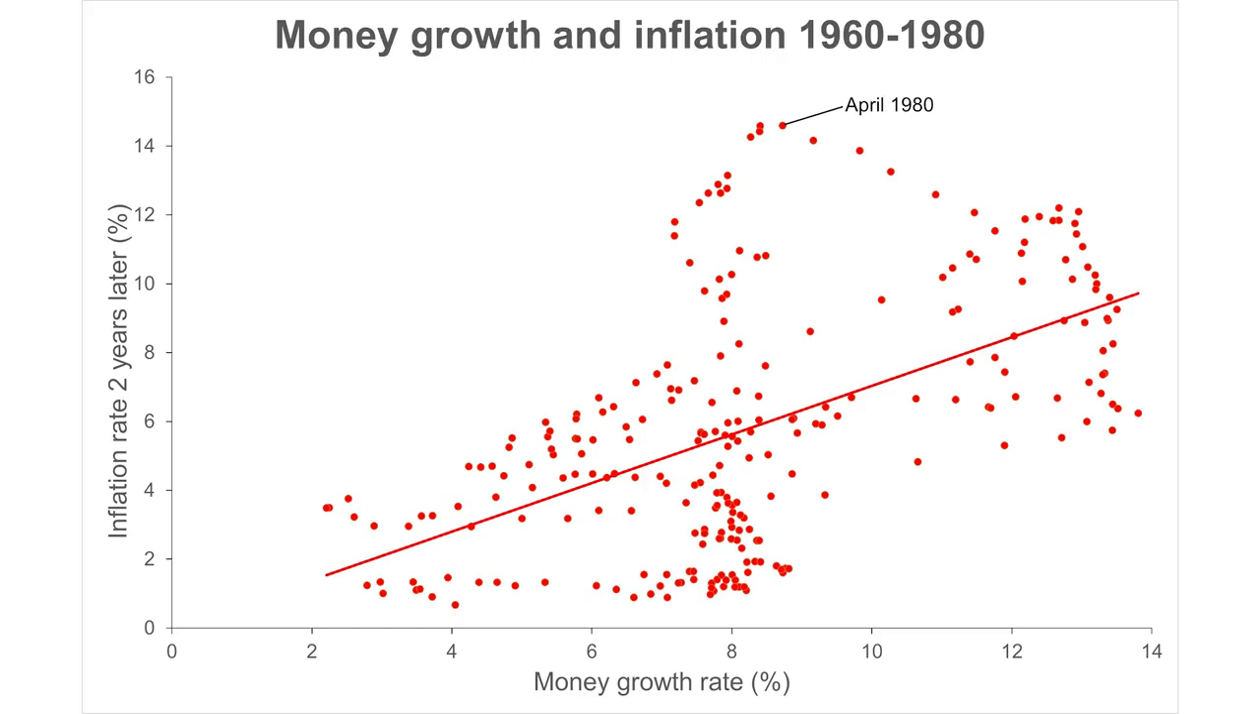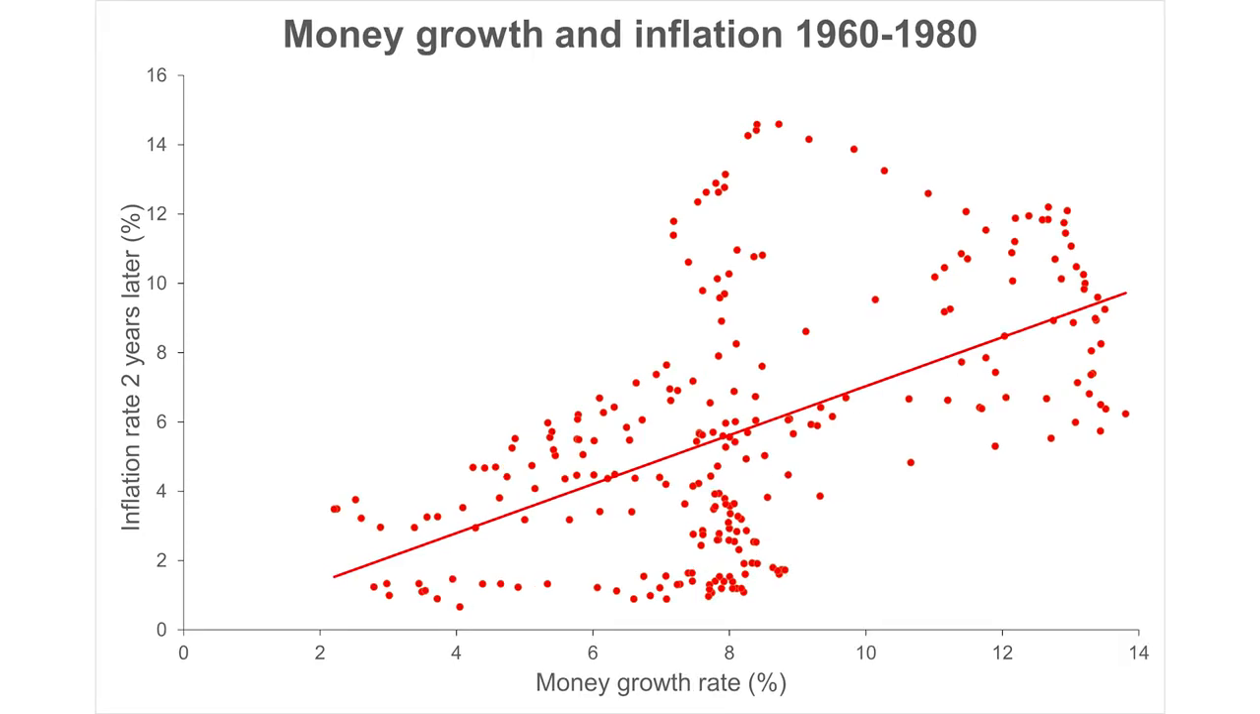So this red dot here represents April 1980. At this point in time, the inflation rate was around 15%, and the money growth rate from 2 years prior was around 8%. The fitted line shows a positive association between money growth and inflation. Periods of high money growth are associated with high inflation 2 years later. Periods of low money growth are associated with low inflation also 2 years later. This fits our intuition. But the story doesn't end there.